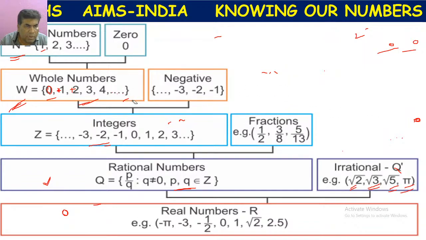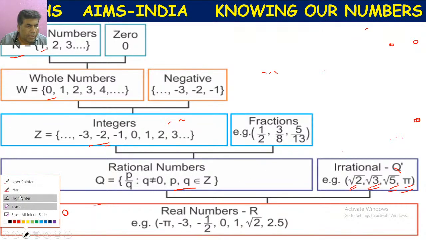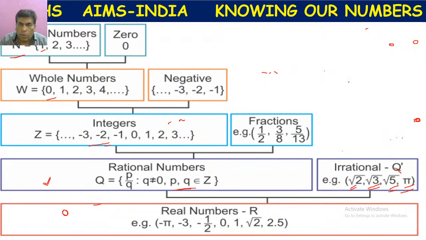Somebody asking what is meant by whole number? Means the natural numbers along with 0, they are considered as whole numbers. Somebody asking what is a fraction? Fraction means which can be written in the form of numerator by denominator. This is considered as a fraction. Fractions come under rational numbers. Okay. Let's go to next one.